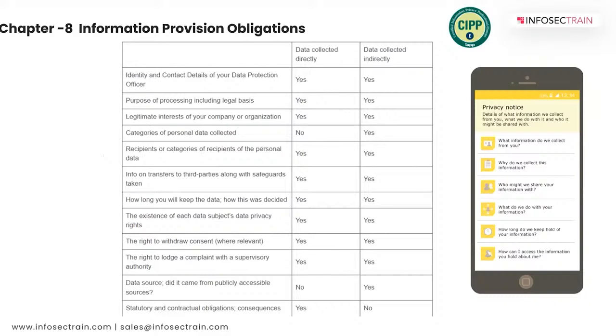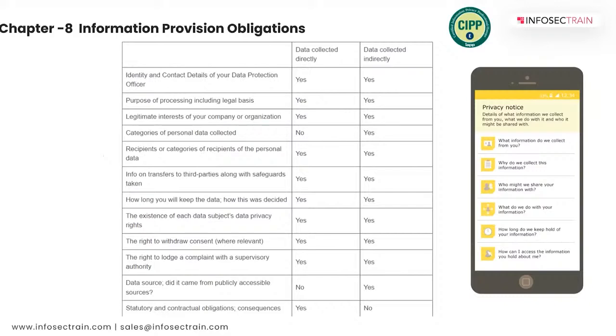Existence of data subject rights: what are the different rights which are available for the data subjects, and the right to withdraw consent where relevant. For example, if the processing is based on consent, you need to mention that you can withdraw your consent at any point of time. Right to lodge a complaint with the supervisory authority. This is specific to the European Union scenario. So you always have a right that if you feel something is wrong, you can go to the supervisory authority and inform them this is not right.